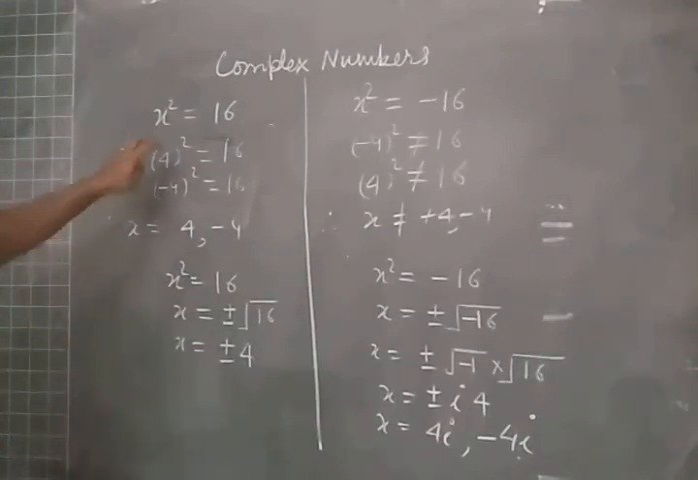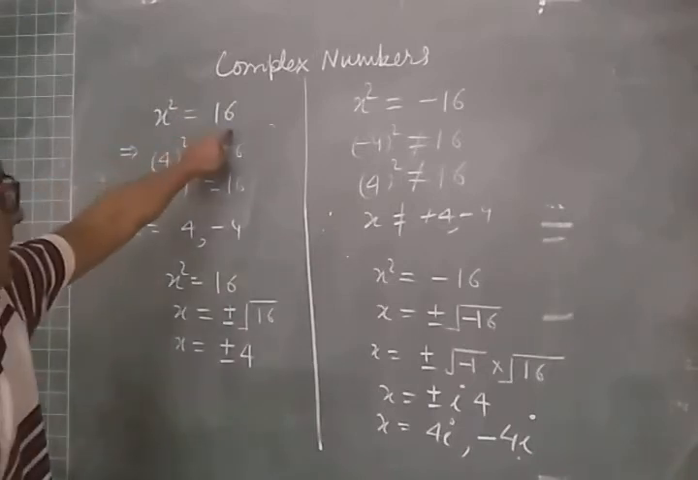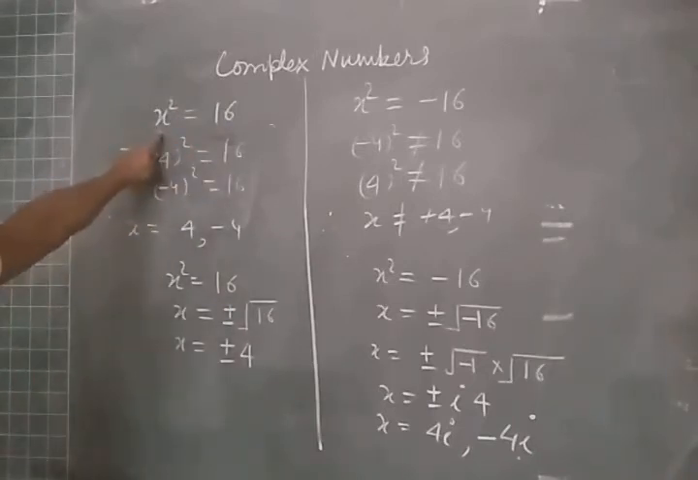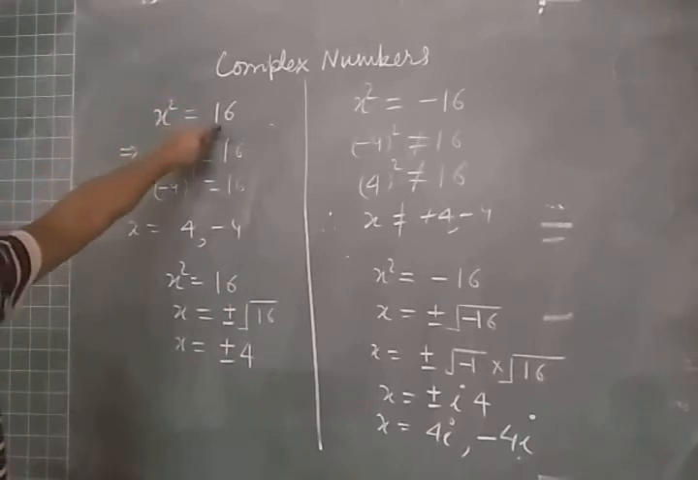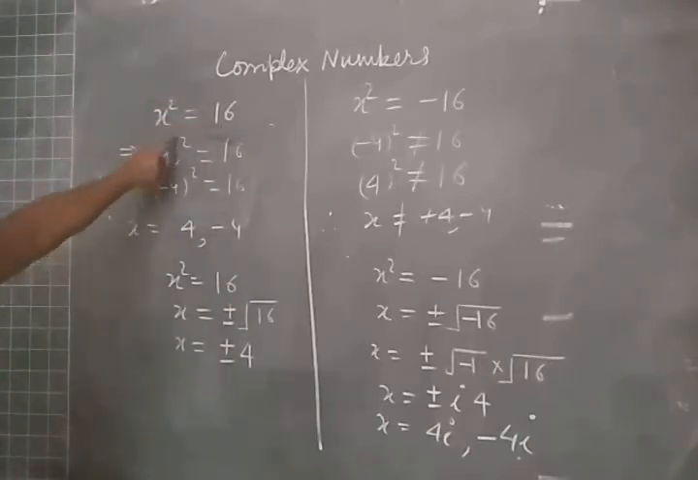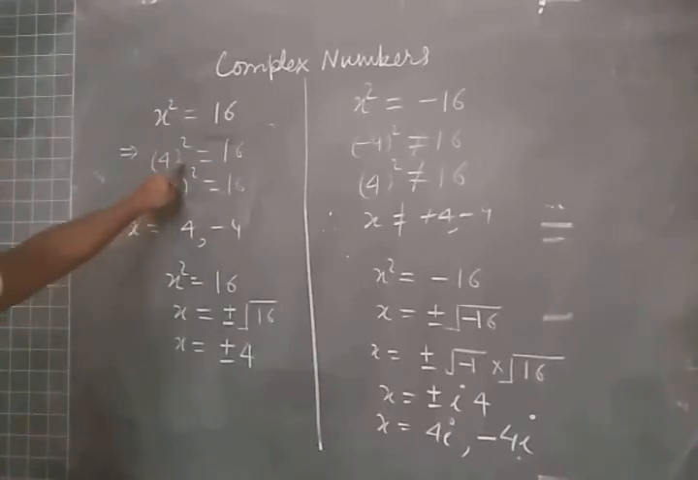First we will study real numbers, like x square is equal to 16. Then what are the values of x? Those whose square becomes 16. If I put 4, then 4 square is equal to 16. If I put minus 4, then minus 4 square is also 16.